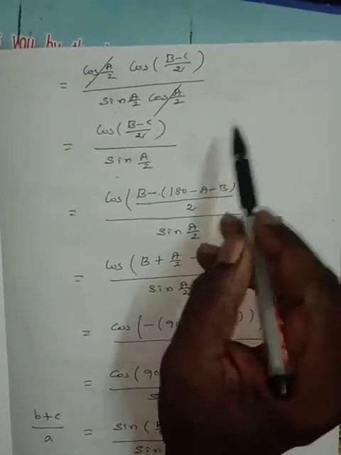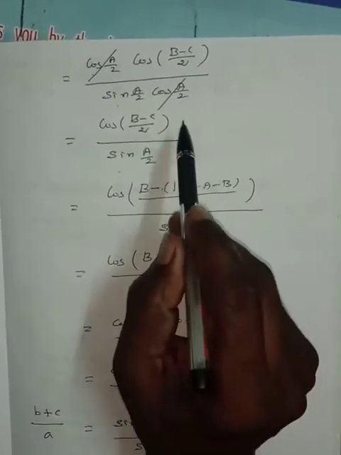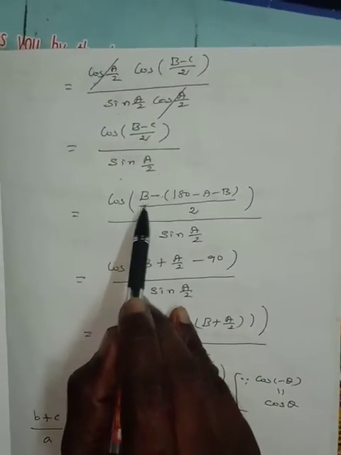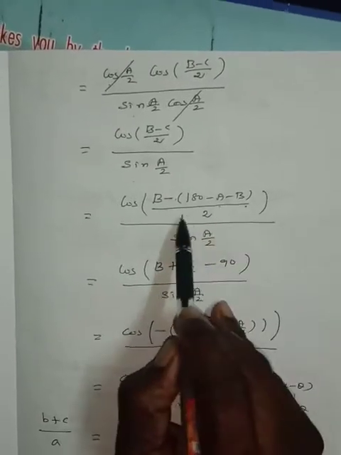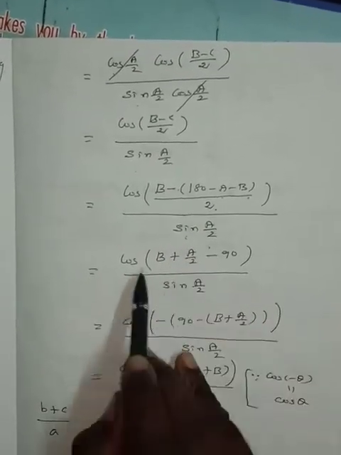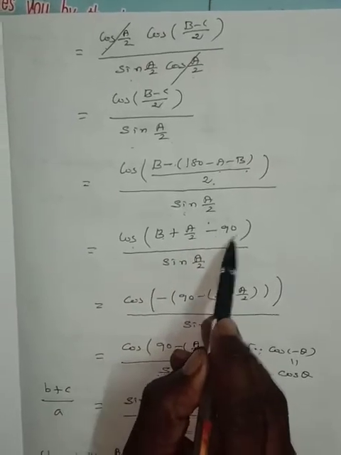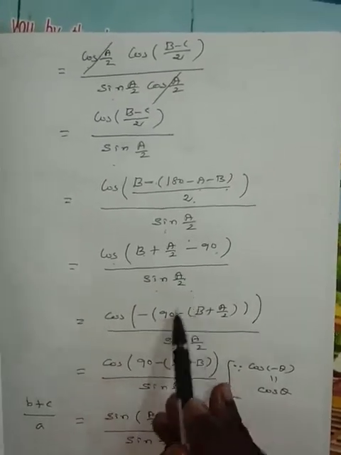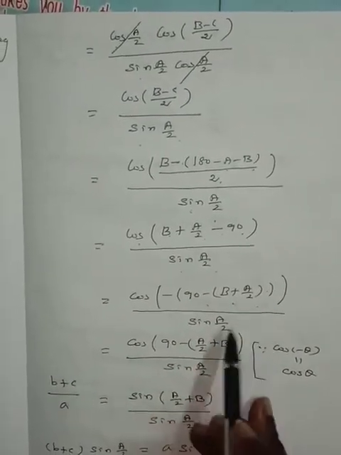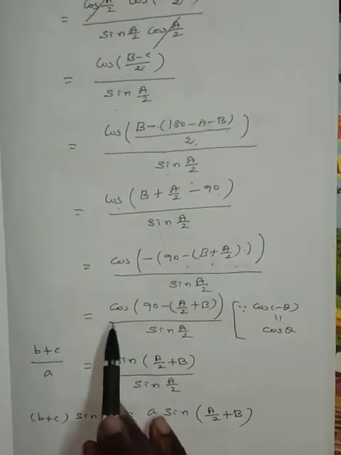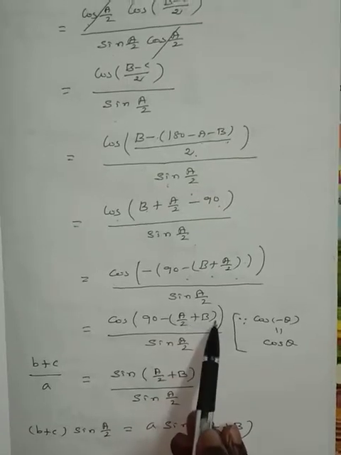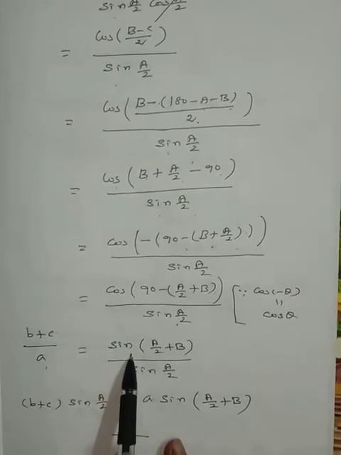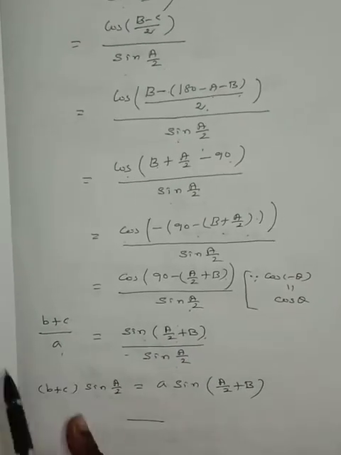But we know that a plus b plus c is equal to 180, so (a plus b plus c) divided by 2 is equal to 90. Using this result, we have cos of (b minus (180 minus a minus b)) whole divided by 2, is equal to sin a by 2. Cos of (b plus a by 2 minus 90) divided by sin a by 2. Take minus as common: cos of minus (90 minus (b plus a by 2)) whole divided by sin a by 2 is equal to cos of (90 minus (a by 2 plus b)) whole divided by sin a by 2. So b plus c divided by a is equal to sin of (a by 2 plus b) divided by sin a by 2. Cross multiplying, we get the result.